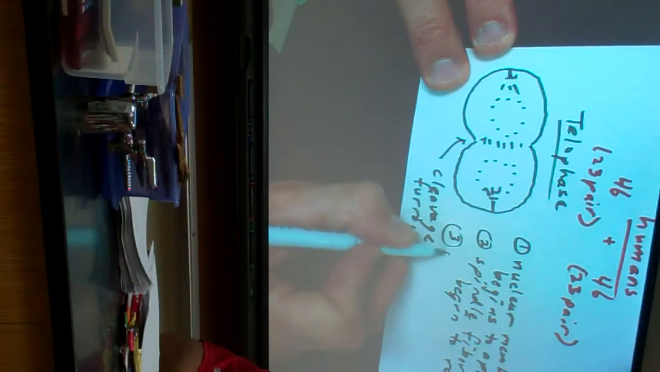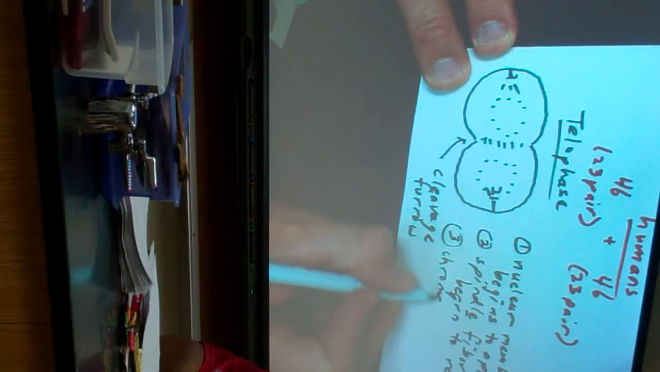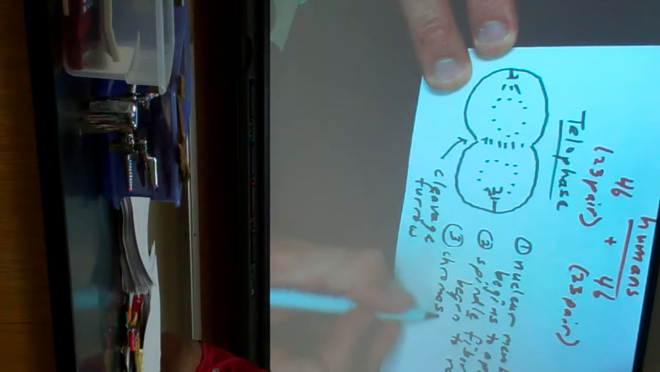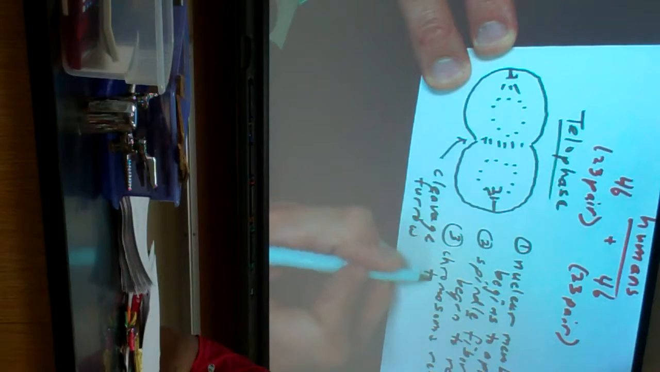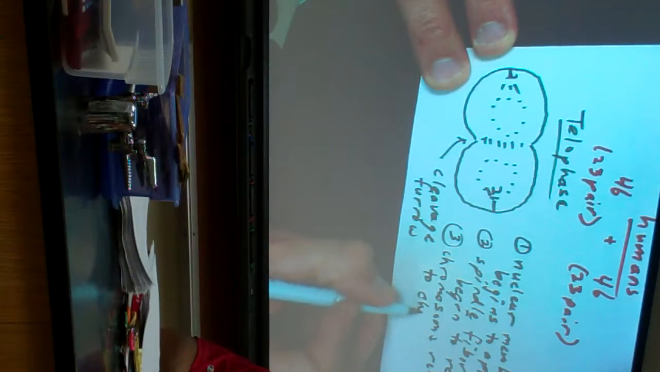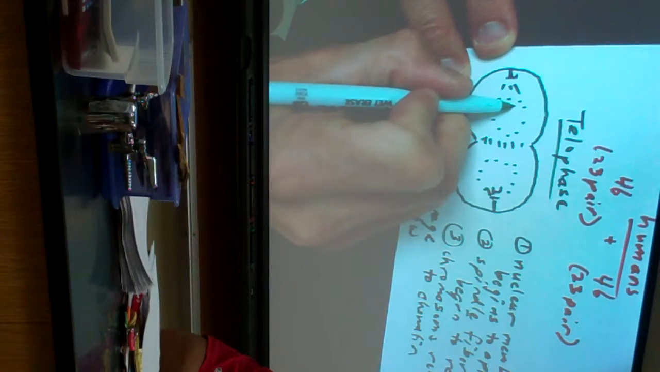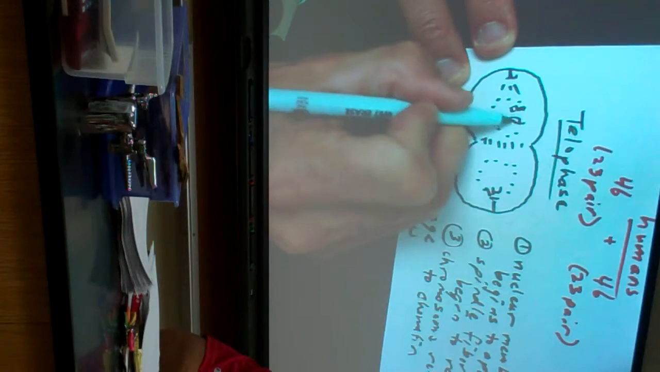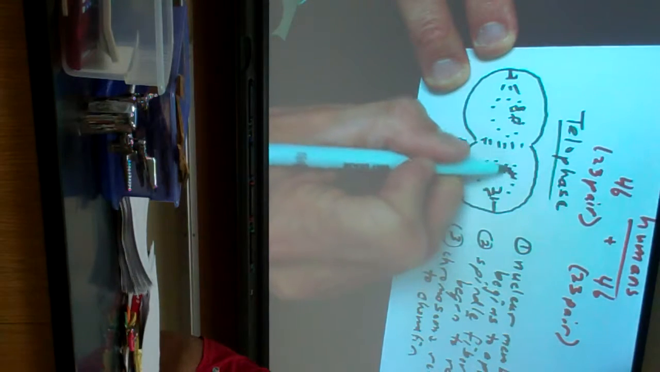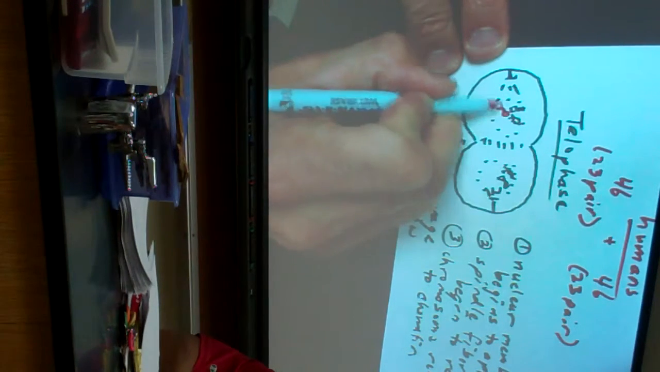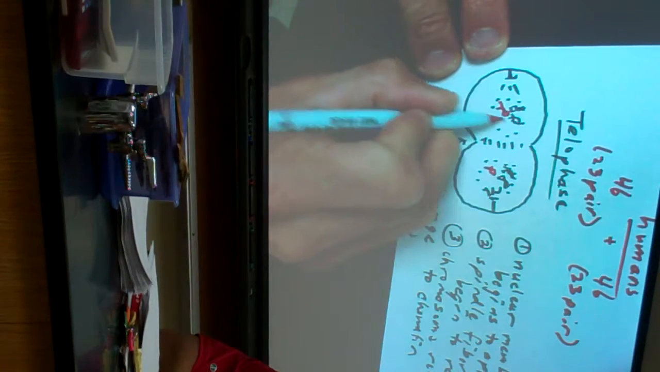The other thing that's happening is chromosomes relax to chromatin. So now we're going to go back to that little squiggly line stuff, okay? Those little loopy spaghetti things. That's going to be in the middle of each one. What does that say? Chromosomes relax to chromatin? Yeah.